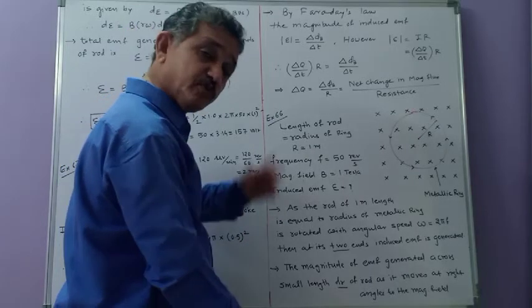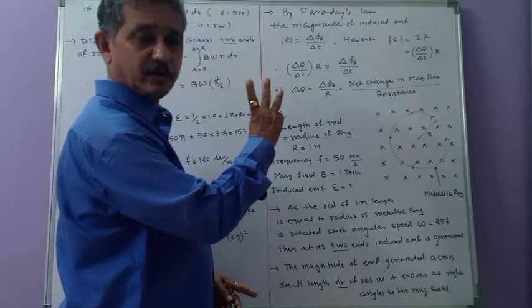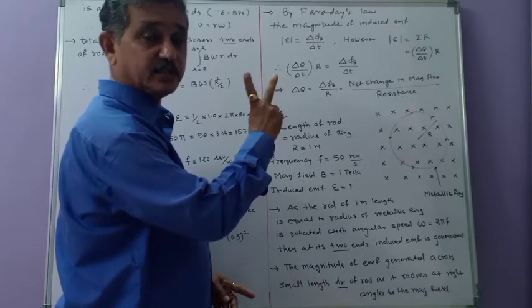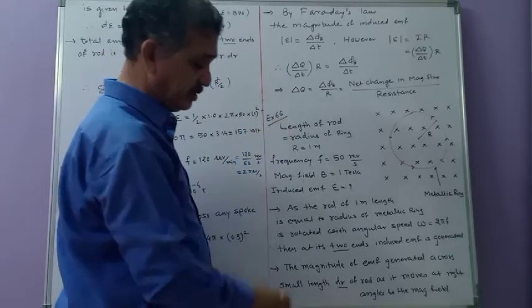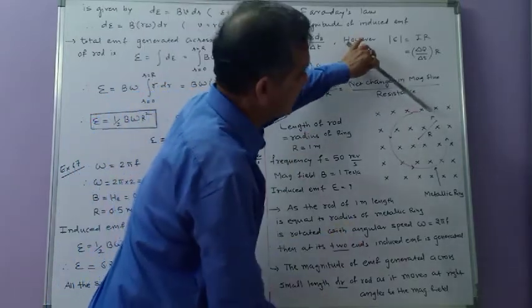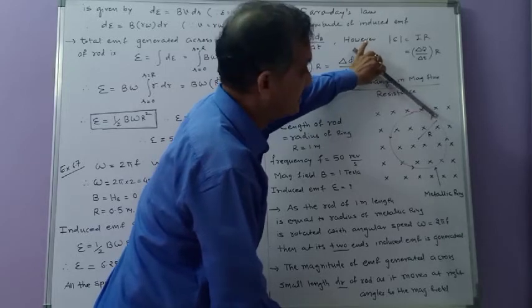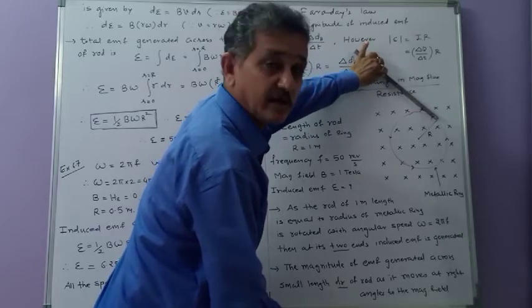So here again, as we have seen in the topic, induced EMF is generated in a rod when these three things are perpendicular. One is length, another is magnetic field, and third is velocity. Where will the instantaneous velocity of this rod be? The instantaneous velocity will be in the direction of the tangent to the circle, and as it is in the direction of the tangent, it means it is perpendicular to the length.